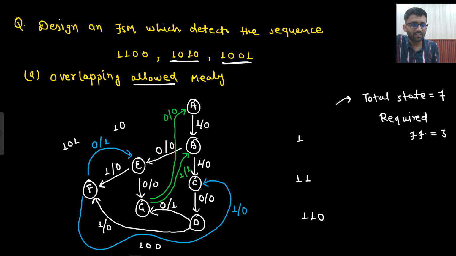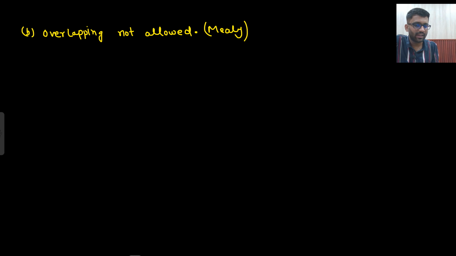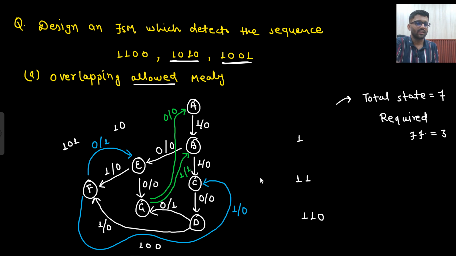We will see this example again in case of overlapping not allowed. There I will tell you, first I will make all the states only. There you can get to know that there will be 7 states only. Okay, but this diagram is not completed. Why is it not completed?